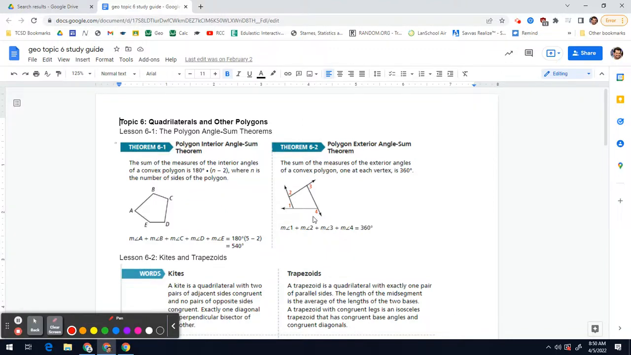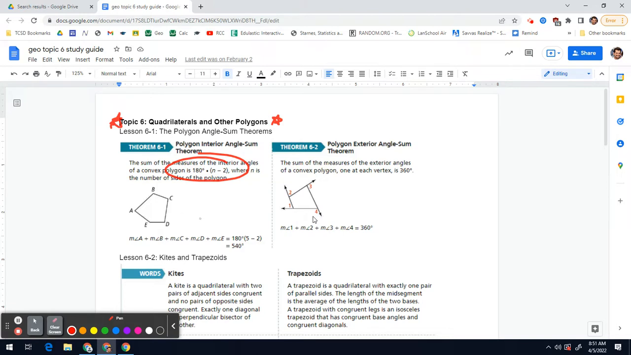All right, geometry topic 6 review on quadrilaterals and their polygons. I really think the state test likes quadrilaterals even more than triangles. Okay, so the first thing is the polygon angle sum theorems. You might need to know this to solve a problem. This is much more of a middle school idea, actually.